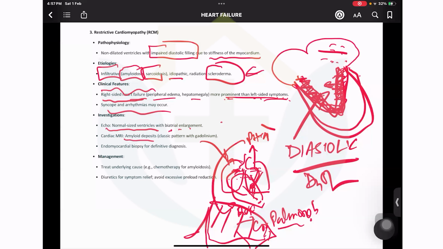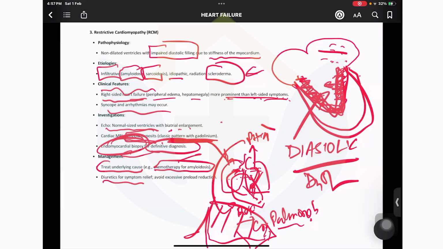Cardiac MRI may show amyloid deposits in amyloidosis. The classic pattern with gadolinium is there. Definitive diagnosis can be established with the help of endomyocardial biopsy, which is not available so easily. So you have to treat the underlying cause: chemotherapy for amyloidosis, steroids, all of them will help.